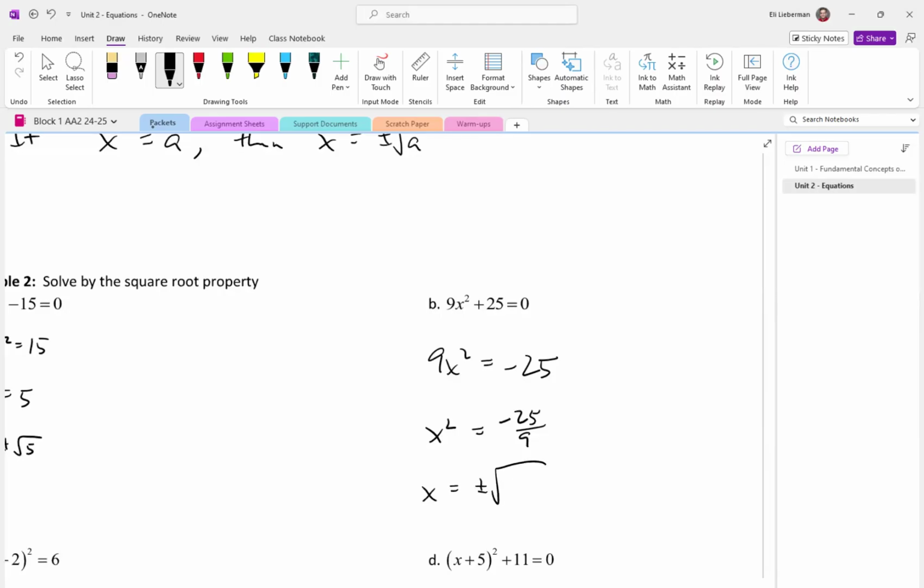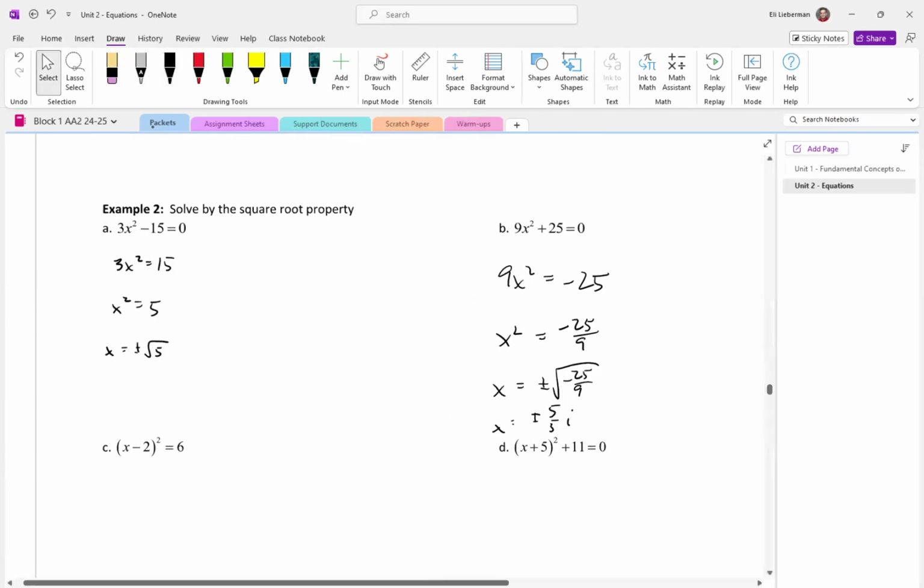It's plus or minus the square root of negative 25 ninths, isn't it? We're not going to leave it like that. We're going to rewrite the square root of negative 25 ninths as plus or minus what? 5/3 i. And we still have our two solutions. Nothing's changed. It's okay.